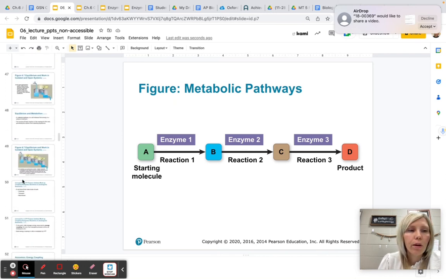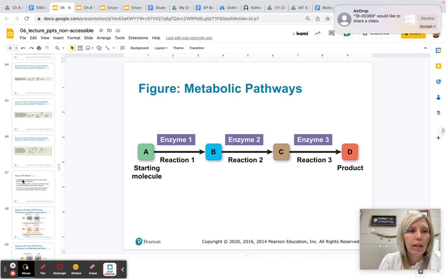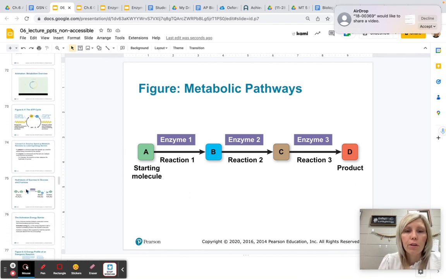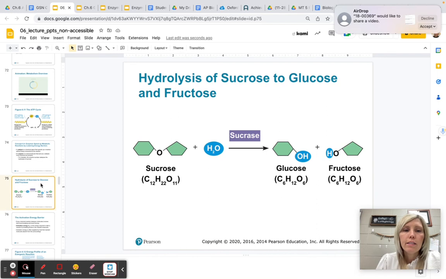And so if we pick up to where we've gotten to today, instead of just starting molecule A to B to C to D, today you see sucrose being hydrolyzed into glucose and fructose, and this enzyme sucrase is involved in that reaction. So you're seeing that metabolic pathway take place, and you're seeing the enzyme that is speeding up that reaction in the process.